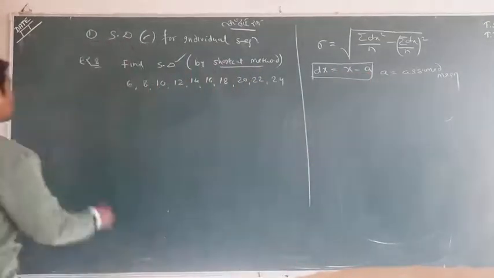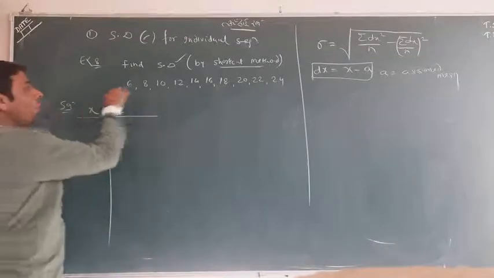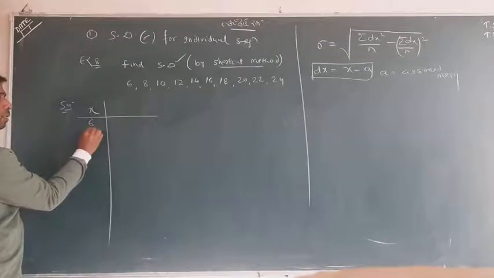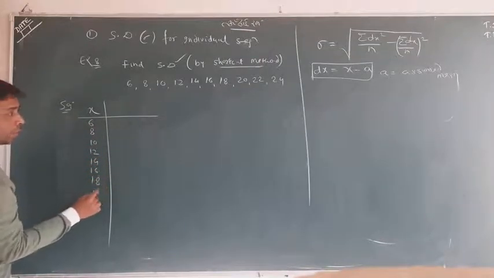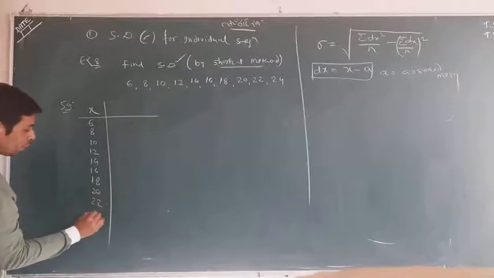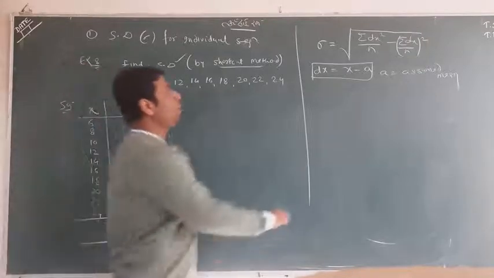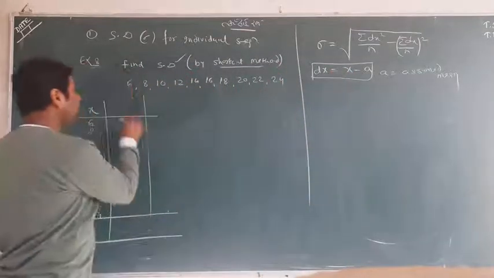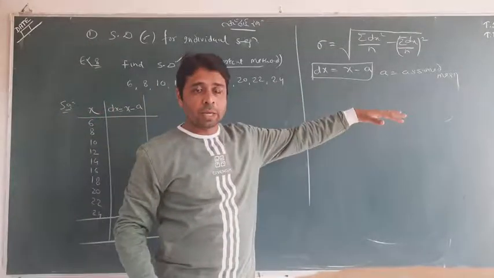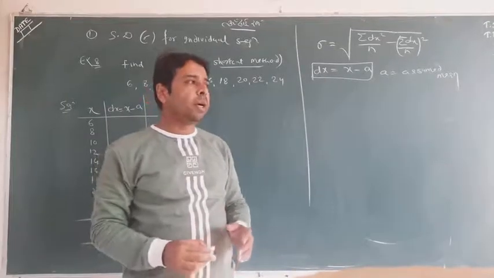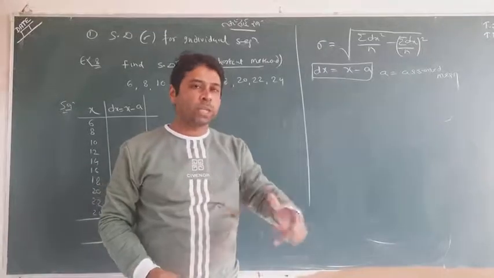So how can we handle this situation? Look at it. We write all x in the vertical format: 6, 8, 10, 12, 14, 16, 18, 20, 22, 24. Now we'll find dx, meaning x minus a, where a is the assumed mean. The assumed mean is a number in the column of x. In the middle of the numbers you can choose anything.